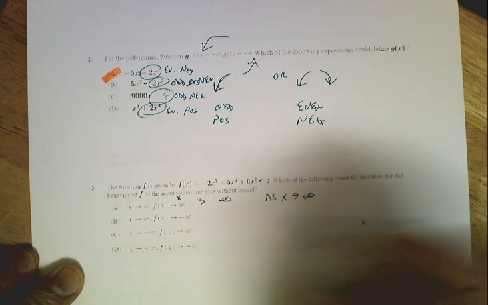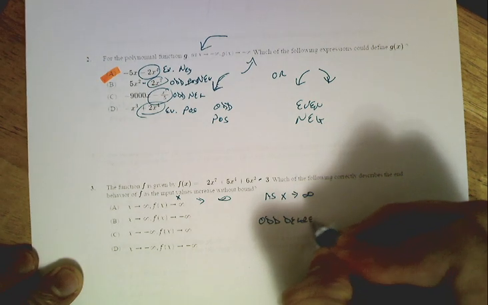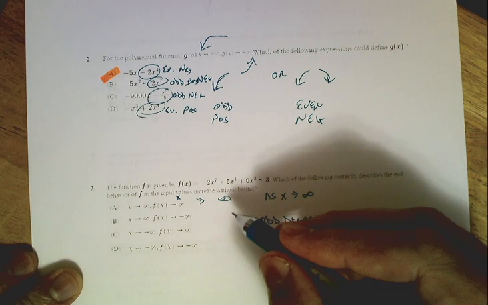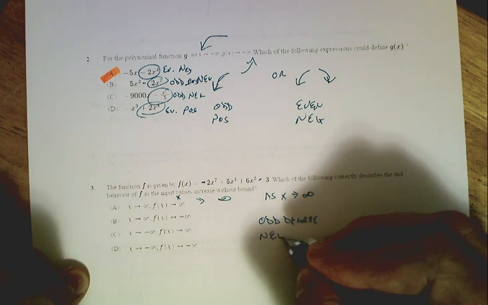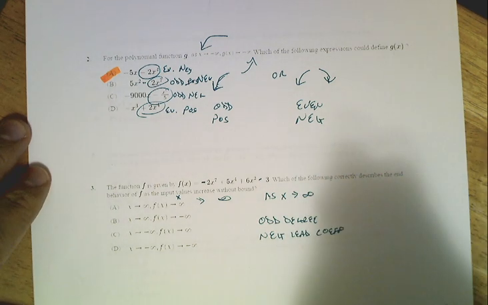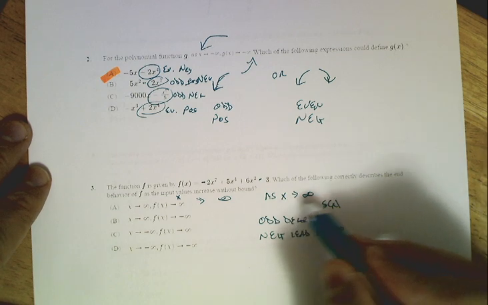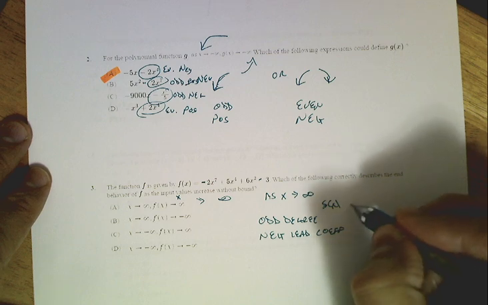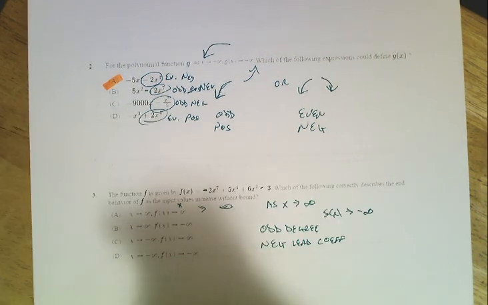So this is going to be an odd function. So we have an odd degree. And there is a negative out here according to my laptop here. And so this is going to be a negative leading coefficient. So as x approaches infinity, f of x, for an odd negative, should go down to negative infinity. So it looks like it's going to be B.